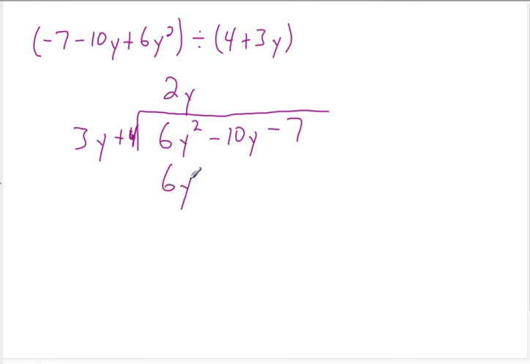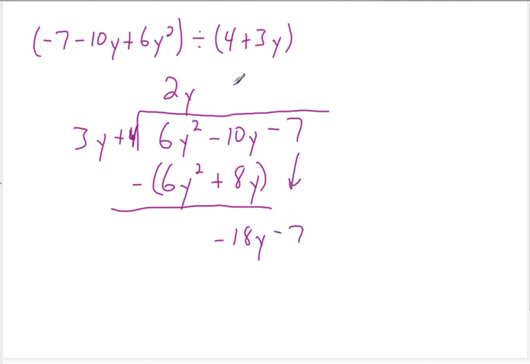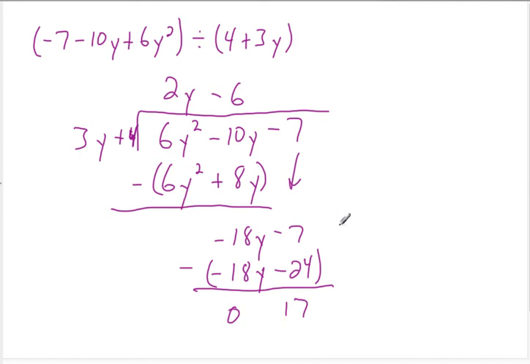So we want this to be 6y squared plus 8y, and we are subtracting this. So we get negative 10 minus 8, so negative 18y. Bring down the minus 7, and we have 3y times negative 6, which is negative 18y. So negative 18y minus 24. And remember, that's all being subtracted. So this goes away. And then we have negative 7 plus 24, which is what, 17? Okay. And that's the remainder, so we're going to say plus 17 over 3y plus 4.